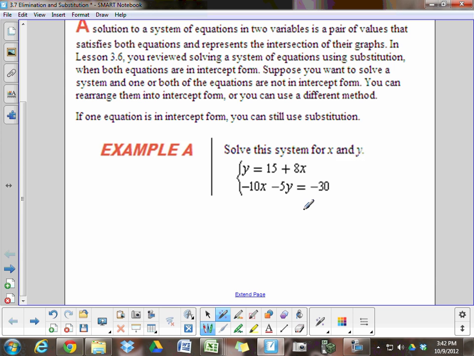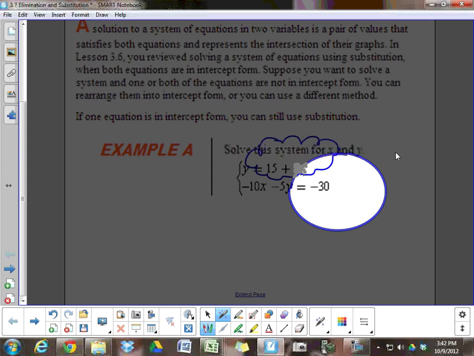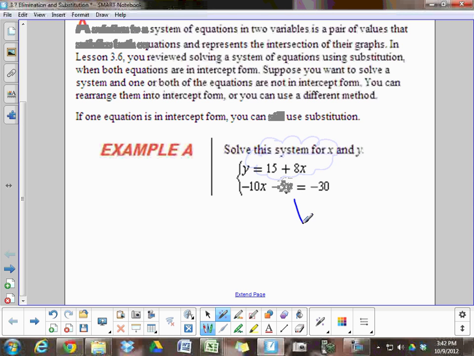So what we want to do, instead of setting the two equations equal to each other, is take this part, what y equals, this 15 plus 8x, and replace the y in the second equation with that. You're going to replace this y with 15 plus 8x. So here we go. Here's the procedure.